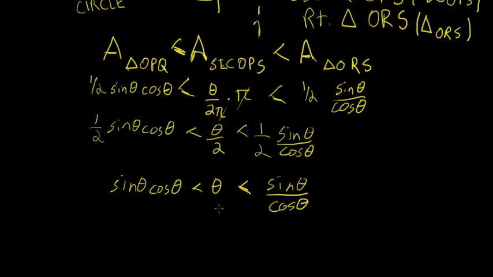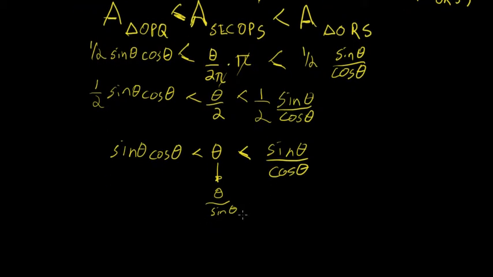But we want to make this look like sine theta over theta. So how do we do that? We're going to have to divide everything by sine of theta. So ultimately you have to turn this into theta over sine of theta by dividing everything by sine of theta. And then we're going to have to take the reciprocal of everything to turn that into sine theta over theta.